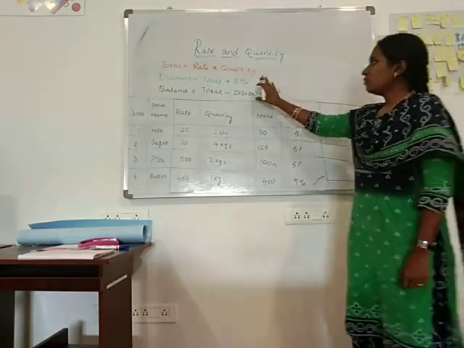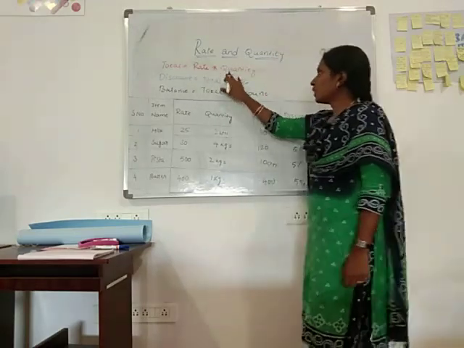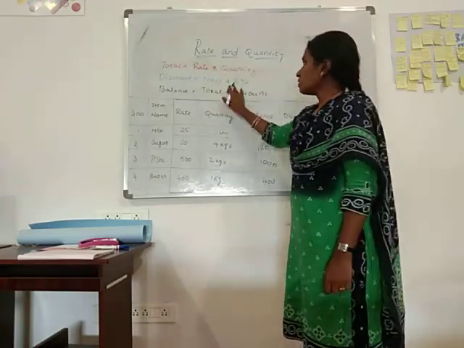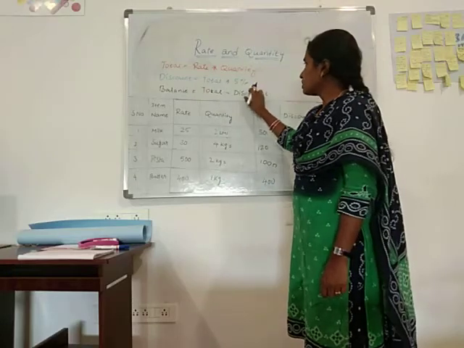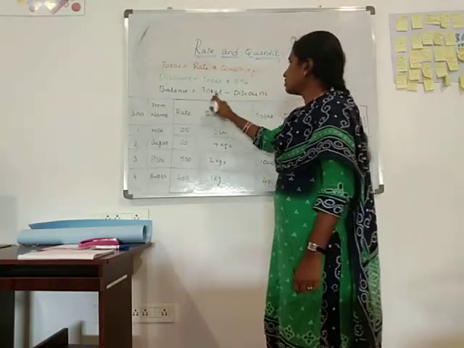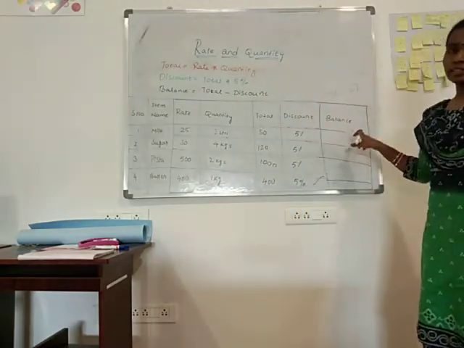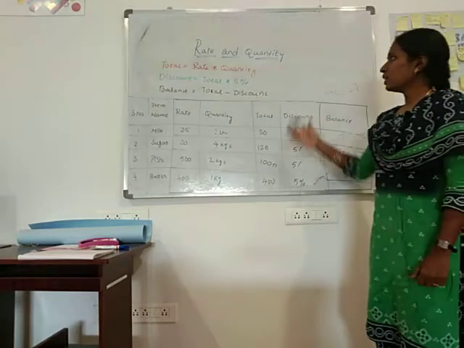These are the 3 formulas we have to remember. Total is equal to rate into quantity, discount is equal to total into discount, balance is equal to total minus discount, by subtracting the discount from the total we will get the balance amount. So this is about the rate and quantity.